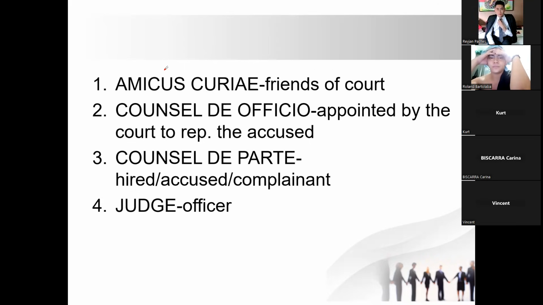So again, amicus curiae, friends of the court. Counsel de officio is appointed by the court to represent the accused or any party in a proceeding. Then the counsel de parte is hired by the accused, by the complainant, or the victim. Then of course, our judge, class, is an officer in court who administers and gives the decision on whatever cases he handles.